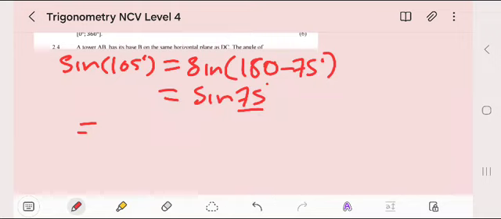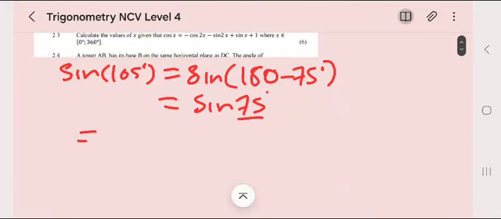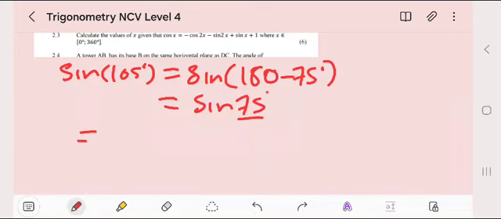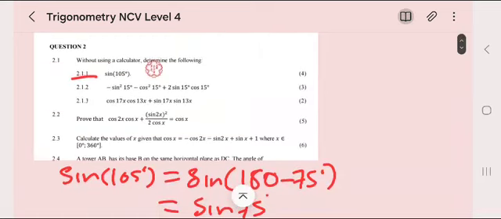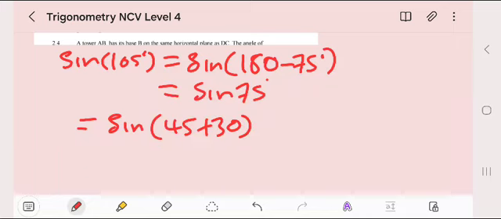But we cannot just leave our answer here, guys. Don't leave your answer, you are not yet done there. Simplify that. Since we are not using a calculator, we must continue. So you can say sine 75 is the same as sine of 45 plus 30. When you add these, they give you 75. It did not change anything so far.